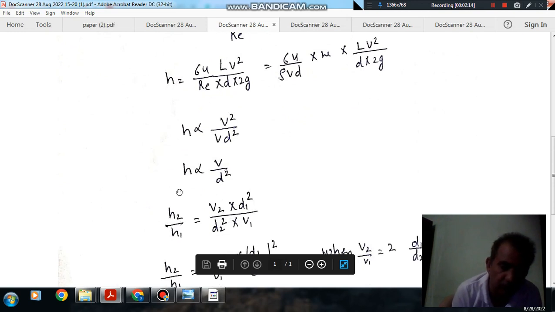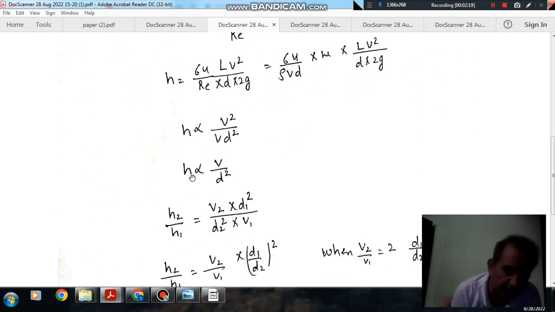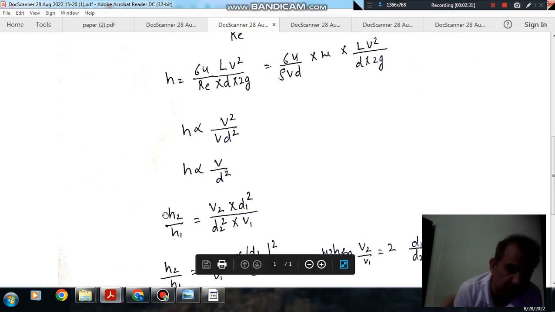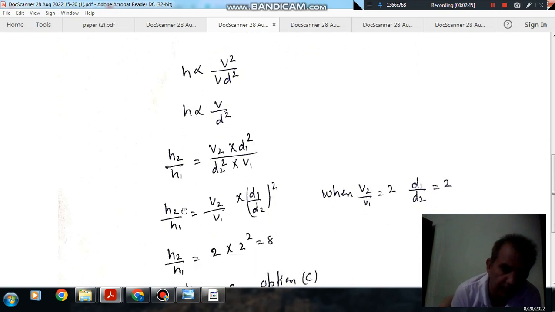So when the velocity is V1 and diameter is D1, then H1 is proportional to V1 by D1 square, and when the velocity is V2 and diameter is D2, the head is H2. So H2 by H1 is V2 by D2 square divided by V1 by D1 square. Now H2 by H1 is V2 by V1 into D1 by D2 square.